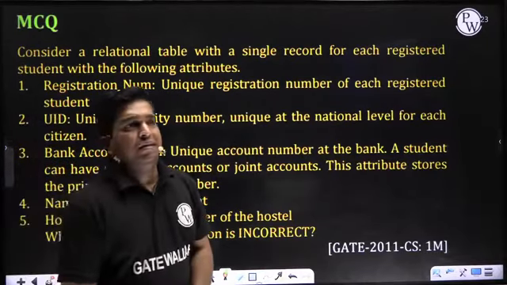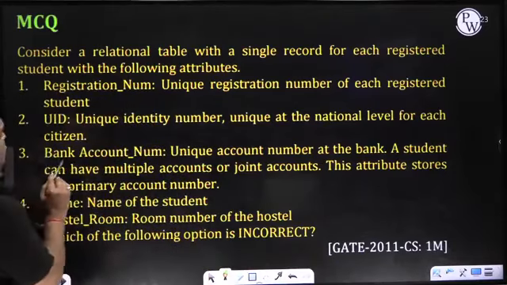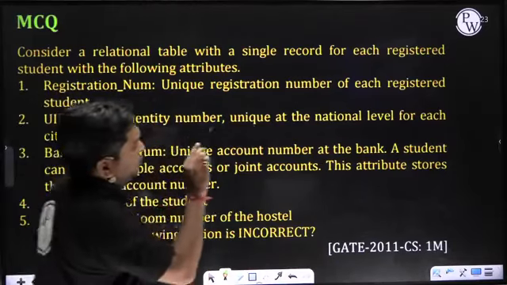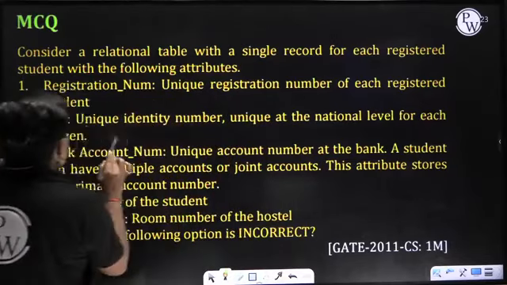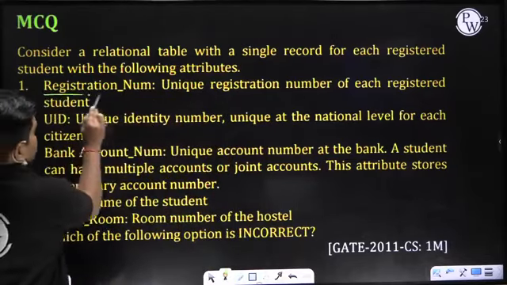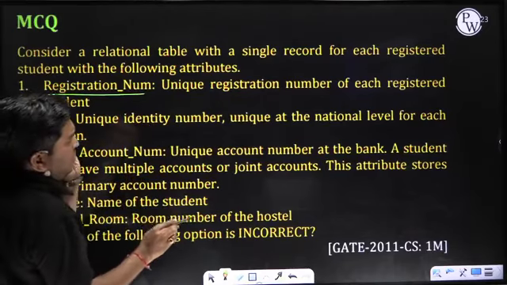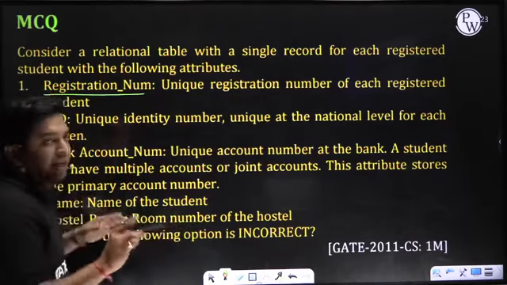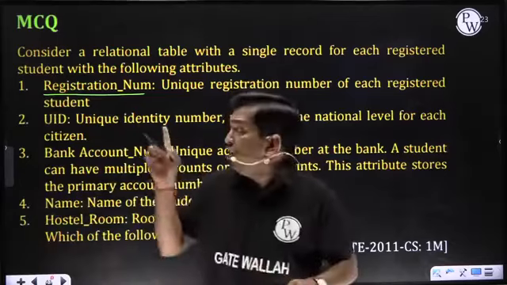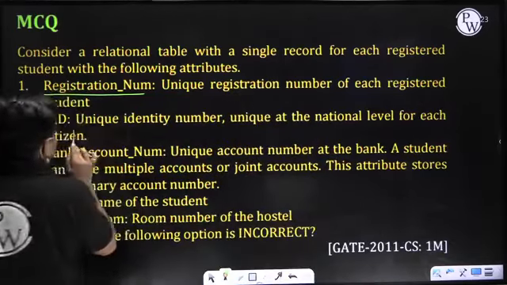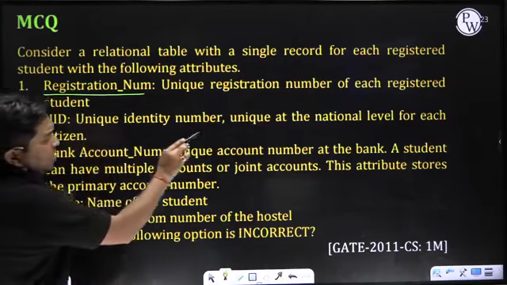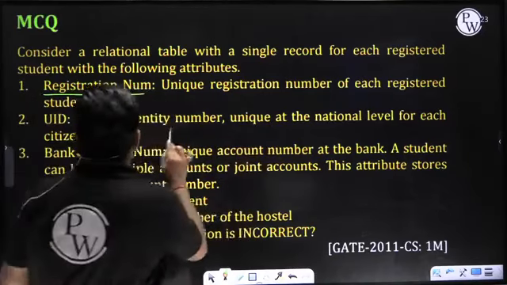Hello, my dear students. In this question, it is mentioned: consider a relation table with a single record for each registered student with the following attributes. What are the attributes? First of all, registration number, a unique registration number for each registered student. The registration number is unique for each student. Second one is unique identification number, UID, unique at national level for each citizen.